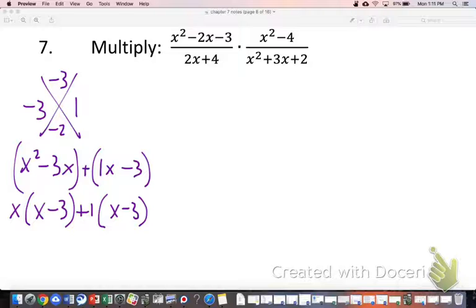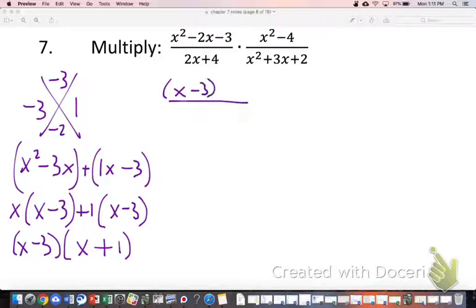And then I factor out my x minus 3s. By the way, at this point I'm not factored yet, but when I do factor out my x minus 3s, I am fully factored on this one. X minus 3 times x plus 1. So I'm going to replace this with that factoring. So that would look like this: x minus 3, x plus 1. You guys have any questions on that factoring right there?